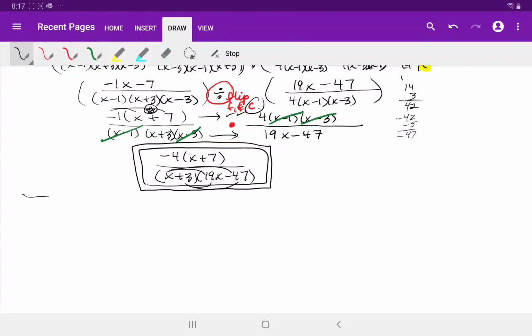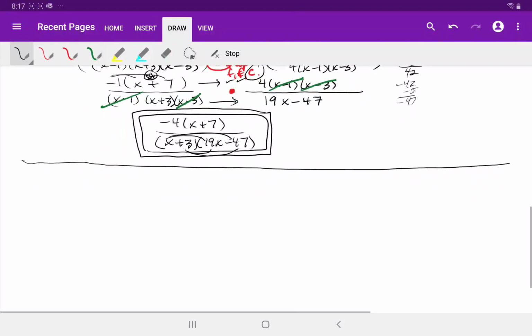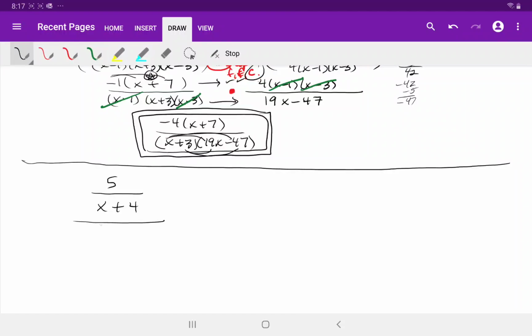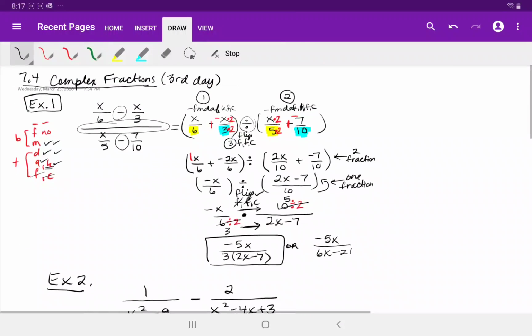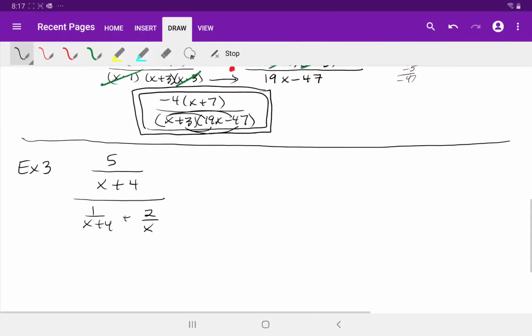And this one has also something in it that people make an error on with something else. So let's take a look at this one. 5 over x plus 4 divided by 1 over x plus 4 plus 2 over x. So they do show this example in the textbook. So this is example 3. I made up the other examples, although I got the first example from the book too, just in another spot.